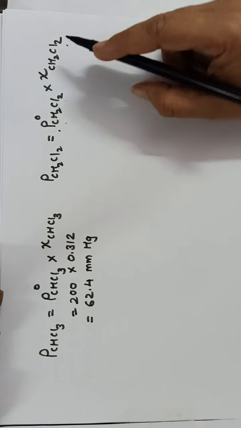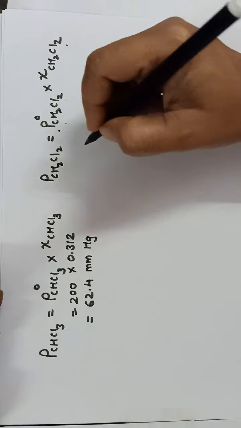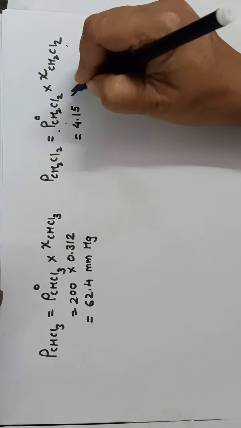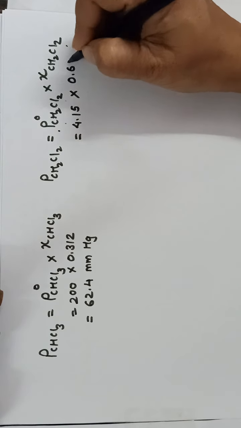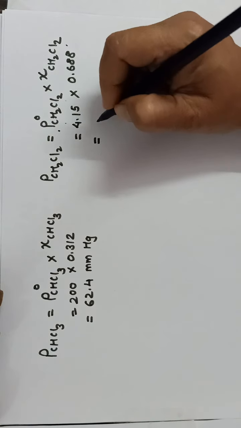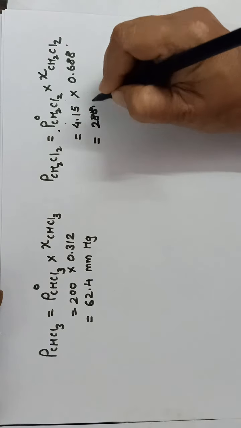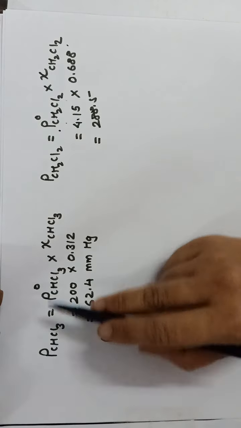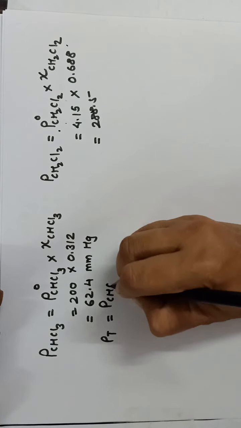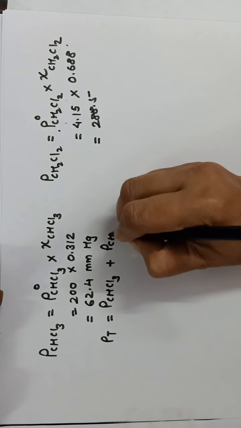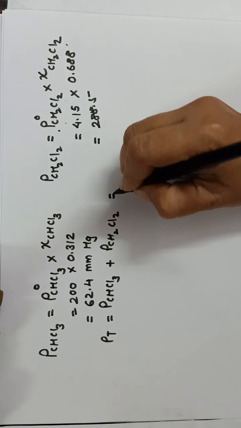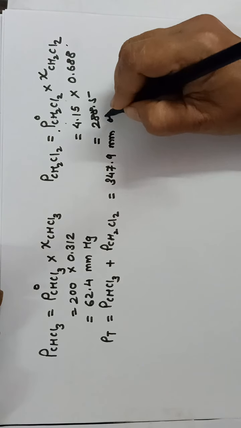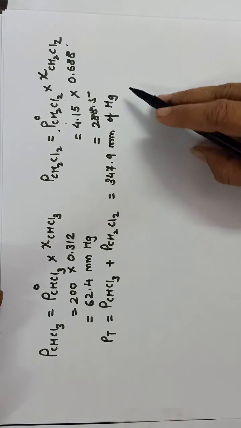Whereas in this case the vapor pressure of pure dichloroethane is already given to you, 415 into the mole fraction 0.688, and hence we get the answer 288.5. But we want to calculate the total pressure, so total pressure can be done by adding these two, and hence we get the answer 347.9 millimeter of mercury. So this is the answer of the first part we have got.